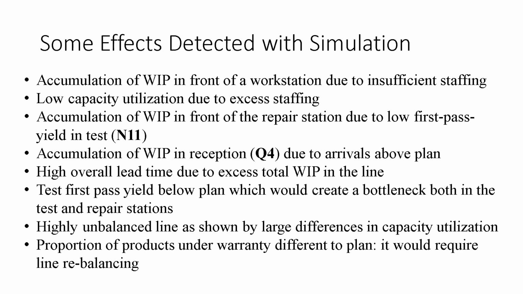Test first pass yield below plan, which would create a bottleneck both in the test and repair stations. Highly unbalanced line, as shown by large differences in capacity utilization. Proportion of products under warranty different to plan, which would require line rebalancing.